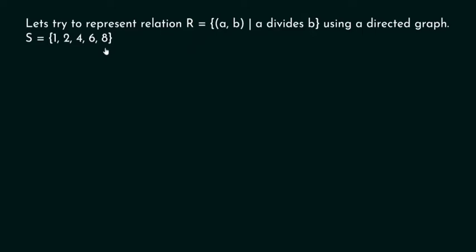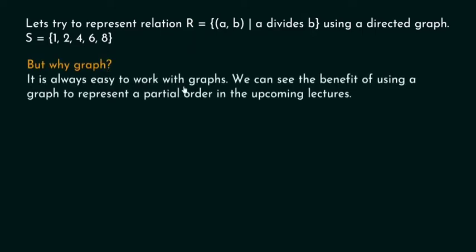But before that, we must understand why we need a graph. It is always easy to work with graphs, let me tell you. We can see the benefits of using a graph to represent a partial order in the upcoming lectures. So later you would be able to understand why we represent a partial order using a graph. Instead of listing all the elements of a relation, it is better to represent the relation using a graph.